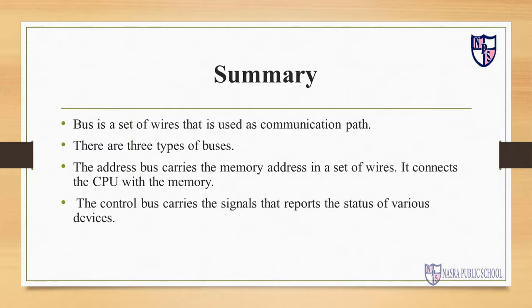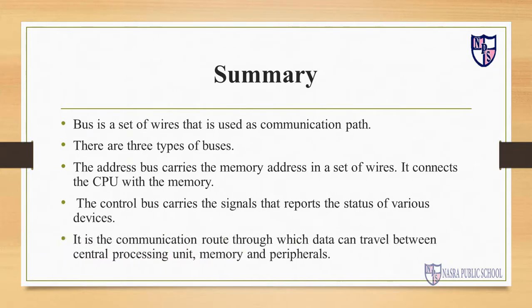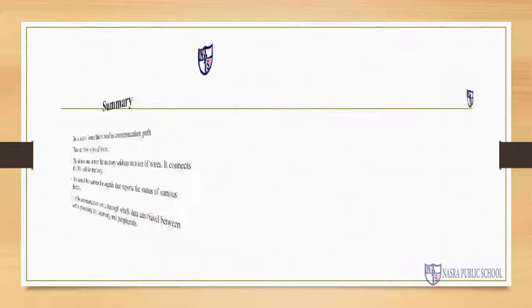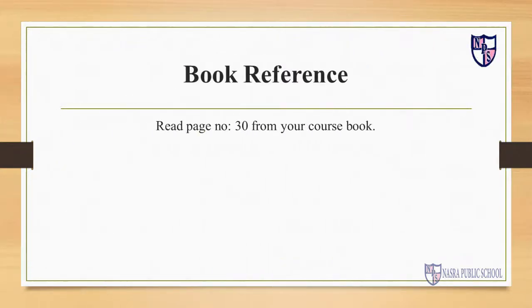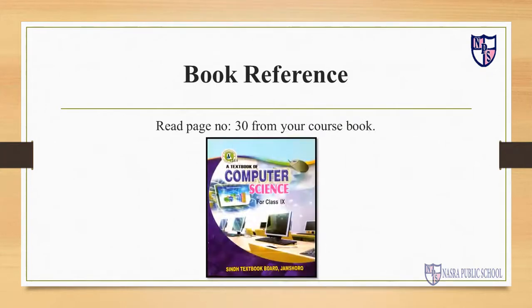The control bus carries the signals that report the status of various devices. The data bus is the communication route through which data can travel between the central processing unit, memory and peripherals. So the last one is our data bus. You can read book pages for further details and queries. The buses are described on page number 30 in your course book.